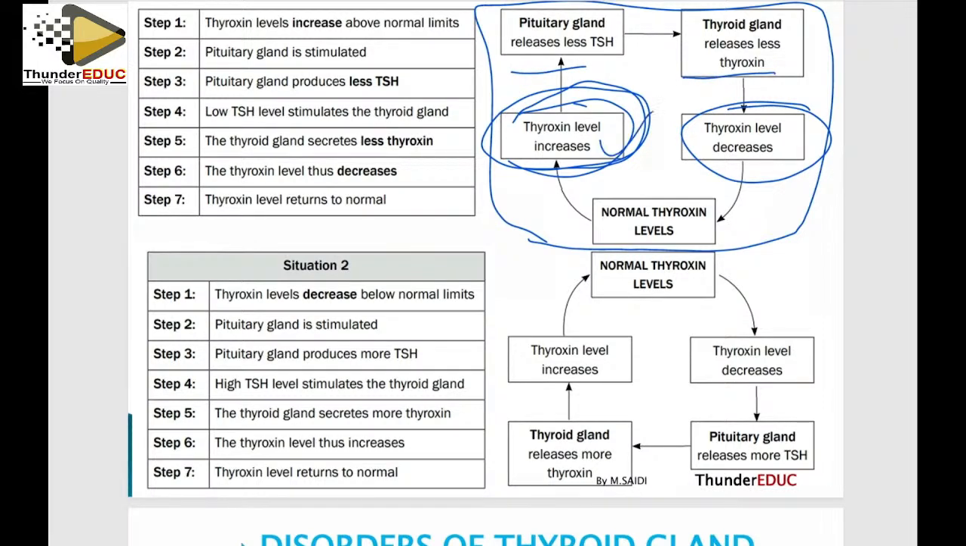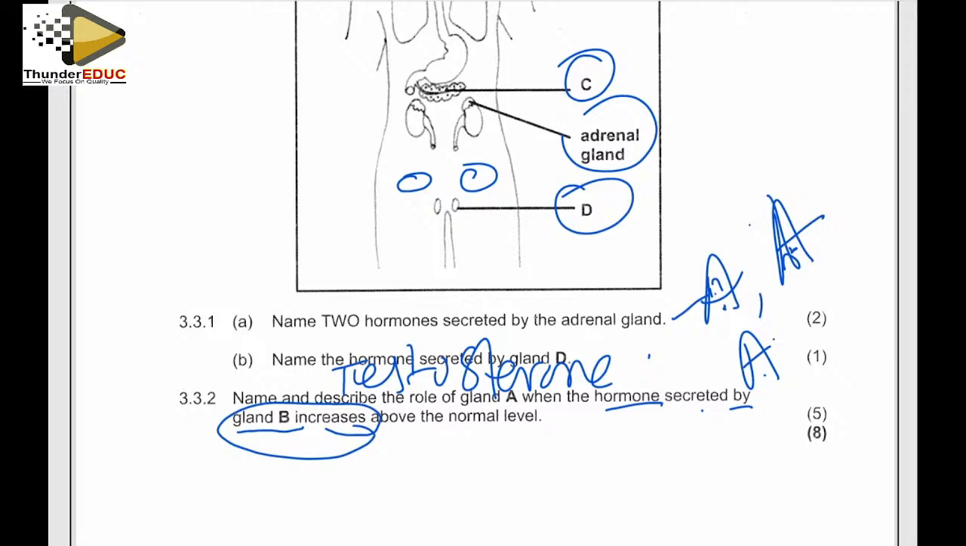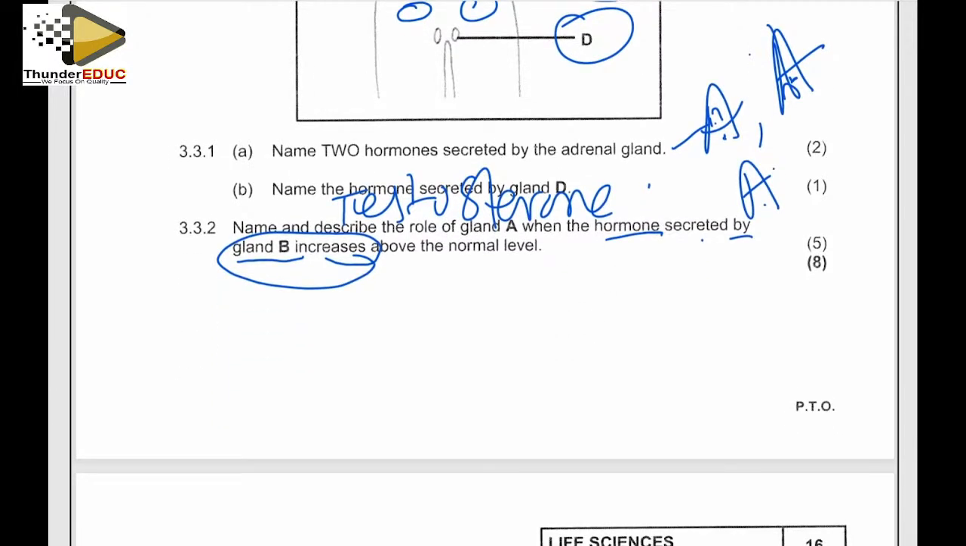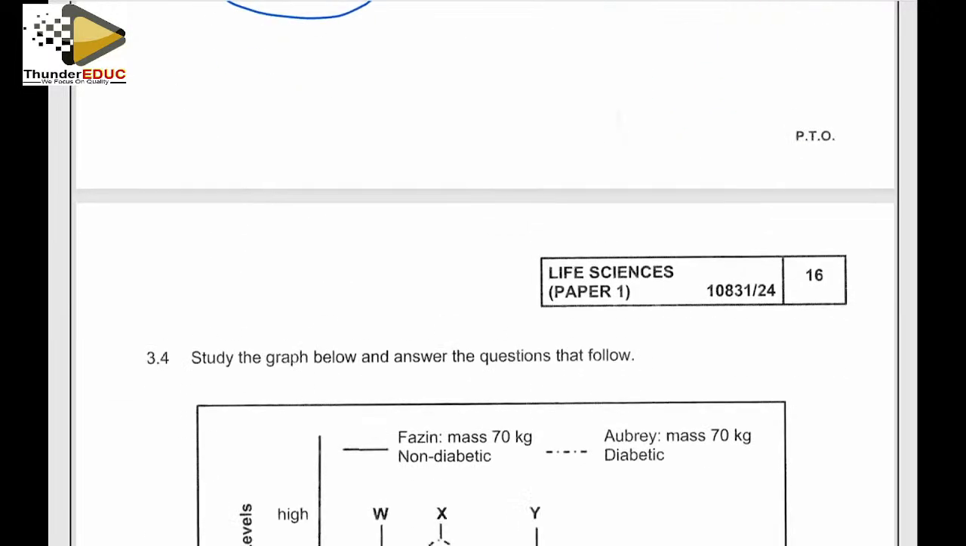And that's it. You get 2 marks here, and then you just know which gland and what's the hormone produced there. Meaning that when the thyroxine is high, the pituitary gland is going to release less TSH, meaning that the thyroid gland is going to be stimulated less, and then the thyroxine level is going to drop, then it goes back to normal. That's what they wanted. Nothing else. What will happen if there is too much thyroxine in the body?